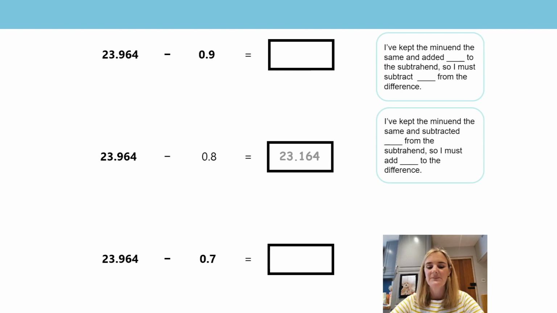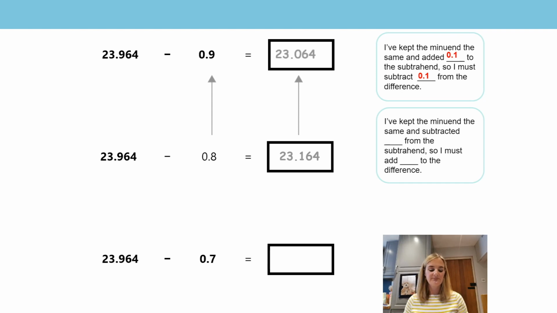Okay, have you had a chance to look? So what did you notice between that middle calculation and the top one? Yeah, that's right. It's increased, hasn't it, by 1/10. Our subtrahend has increased by 1/10. Our minuend is still the same, 23.964. So therefore, I've added 0.1 or 1/10 to the subtrahend. So I must subtract 0.1 from the difference. So if we look at our 23.164, I need to subtract 1/10. Where's that tenth column? Yes, straight after the decimal, isn't it? To the right-hand side of the decimal. So 23.164 subtract 0.1 is 23.064.